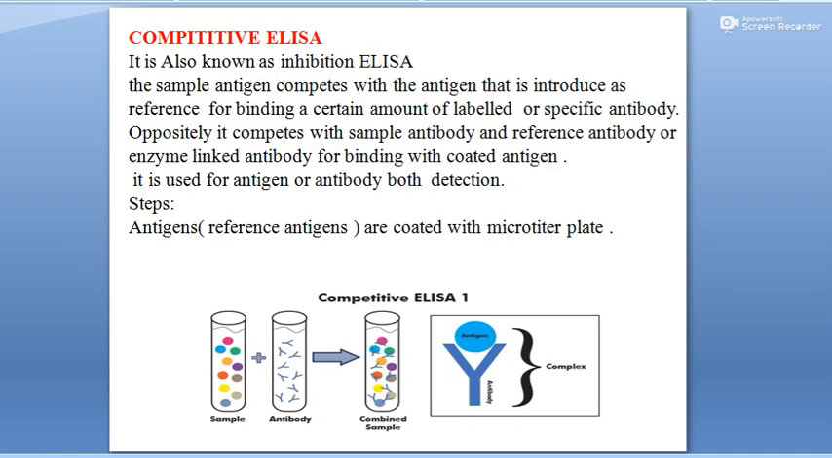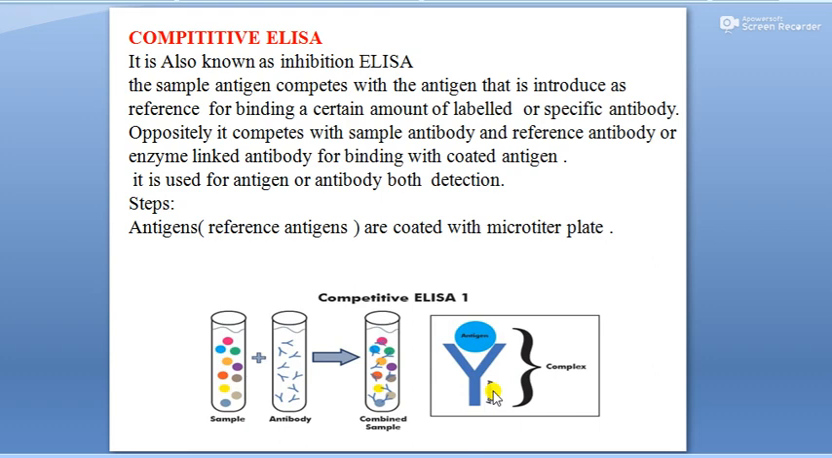So let us see the next process, that is the competitive type of ELISA. It is quite different from other types of ELISA, that's why it is called competitive ELISA. It is also known as inhibition ELISA. That means in this process there is a competition between two things, right? Let us see, the sample antigen competes with the antigens that are introduced as a reference for binding a certain amount of labeled or specific antibody. That means there is a competition between two antigens for a specific antibody.